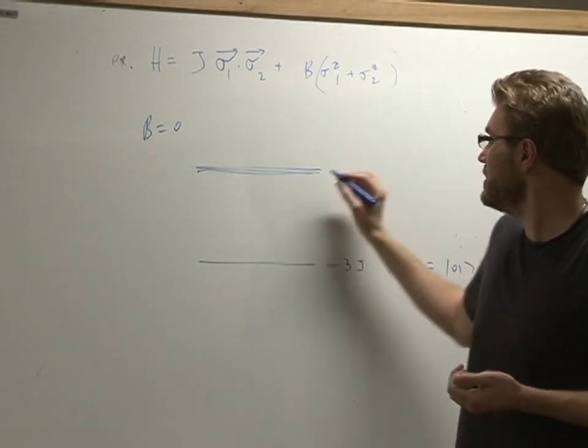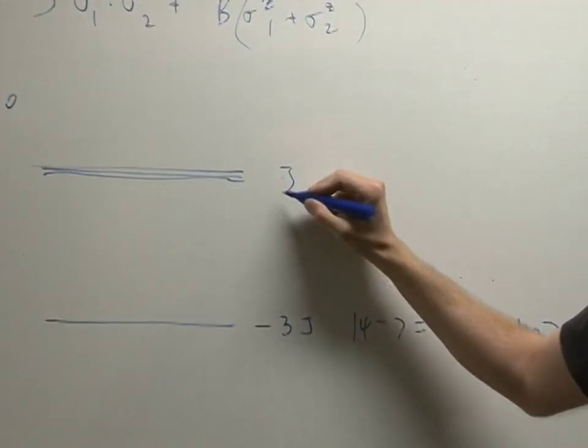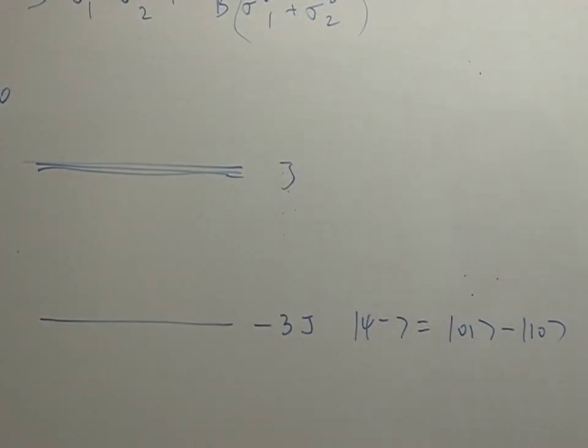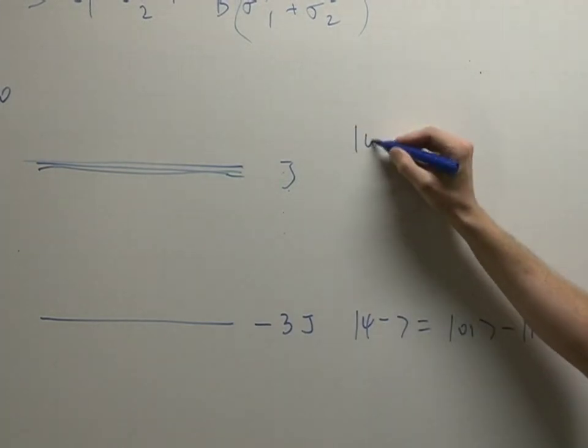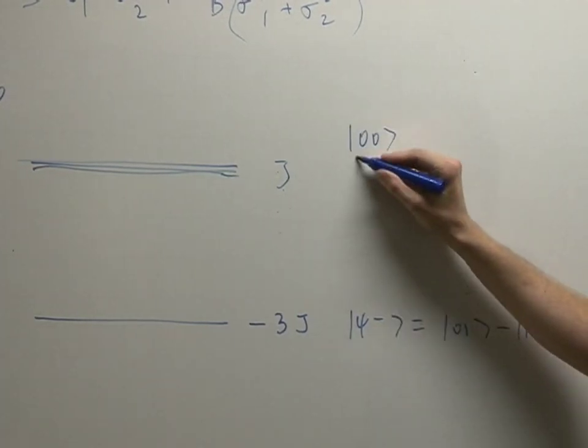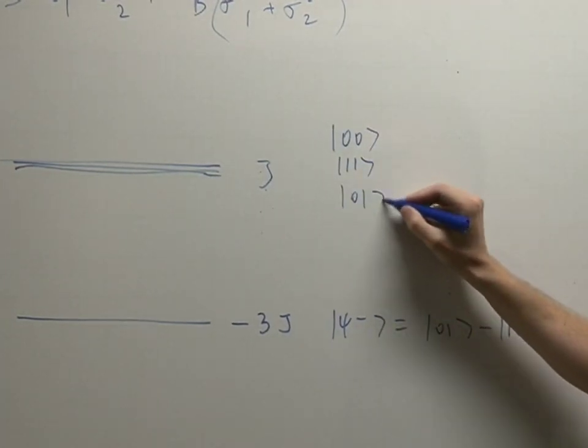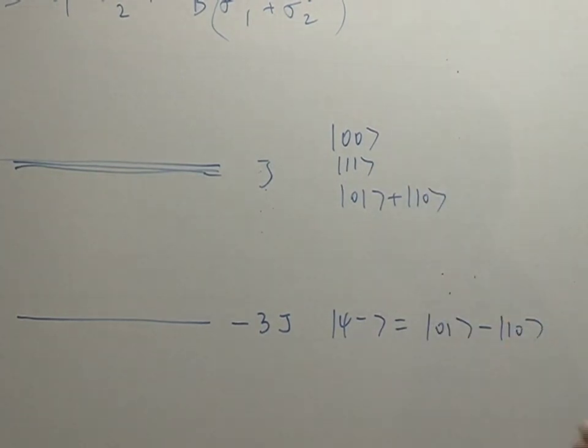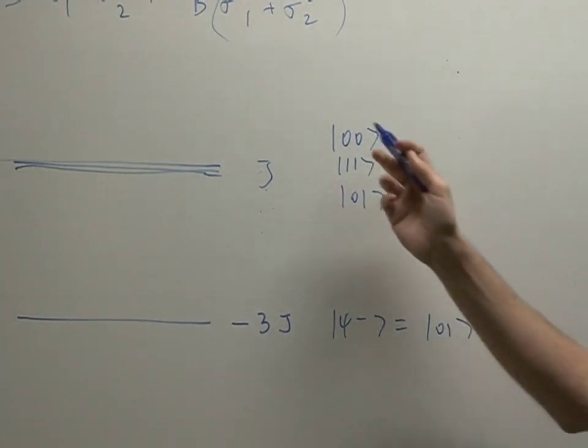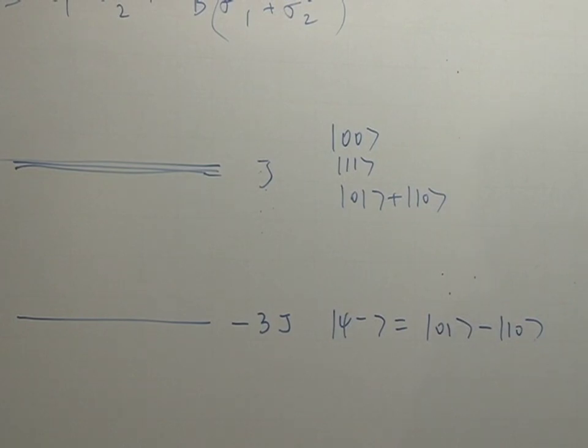And then the triplet is there. That's degenerate, and it's sitting at the value J. And so this includes the states 0,0, 1,1, and 0,1 plus 1,0. Of course, when they're degenerate, you can expand in any linear combination of these, but I'm choosing these because they are the ones that are going to split when I lift the degeneracy, when I introduce the B field.